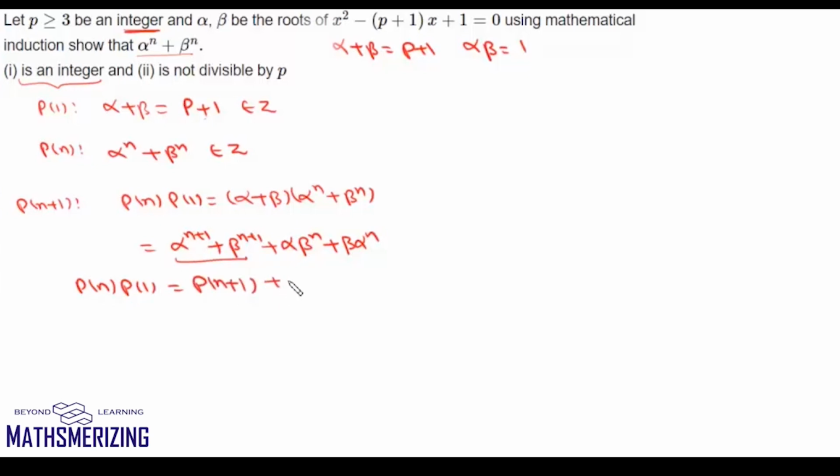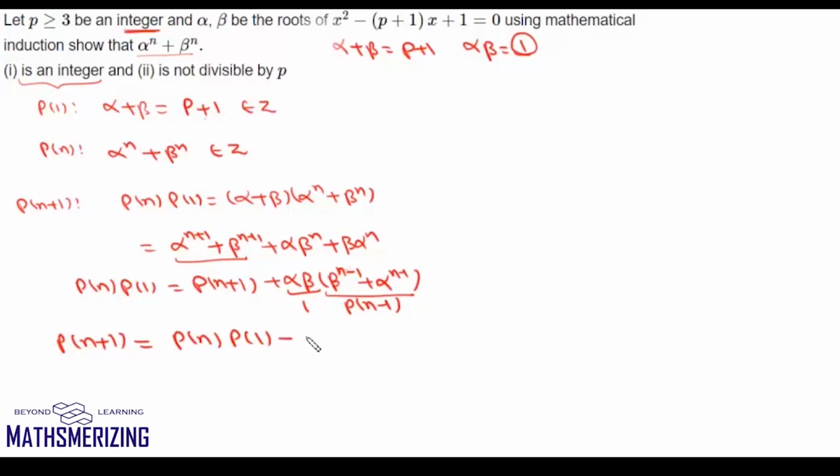Pn+1, and if we take alpha beta common, here we'll get beta to the power n-1 and then plus alpha to the power n-1, which is Pn-1, and alpha into beta is simply 1. So we can write Pn+1 as Pn into P1 minus Pn-1.